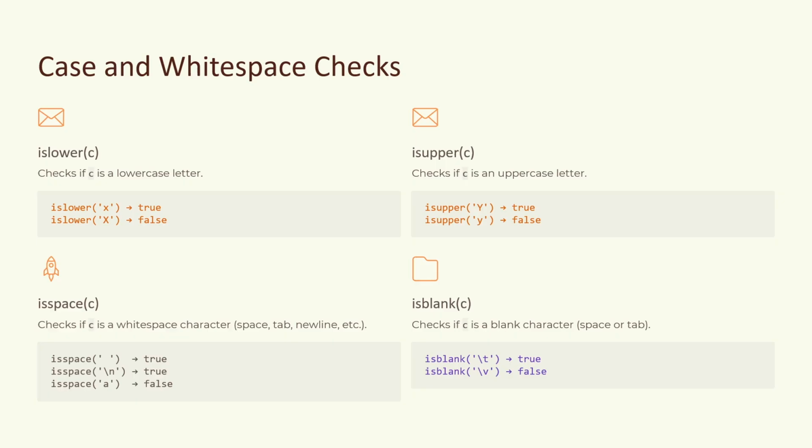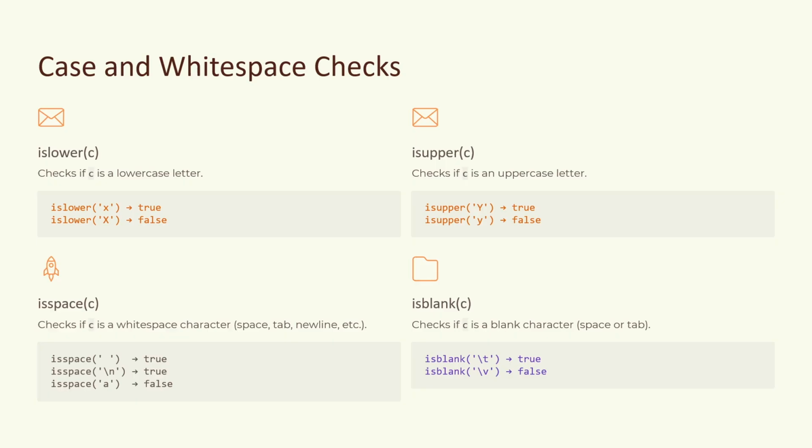The next function is isspace. It checks if c is a whitespace character like space, tab, newline, etc. Here we have some examples. isspace of space is going to return true. isspace of backslash n is going to return true. isspace of character 'A' is going to return false.